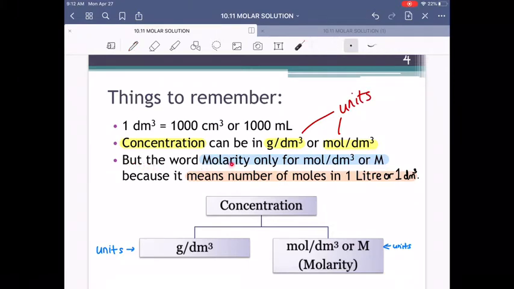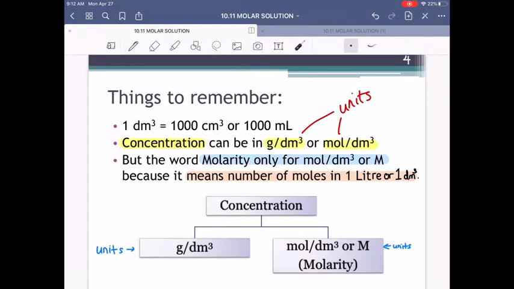But the word molarity can only be used for mole per dm cube or big capital letter M, because it means number of moles in 1 liter or 1 dm cube. So here I break it down into two things: gram per dm cube, or mole per dm cube or big capital letter M. Only these last two mean molarity. Okay, the word mole must have the mole in front.